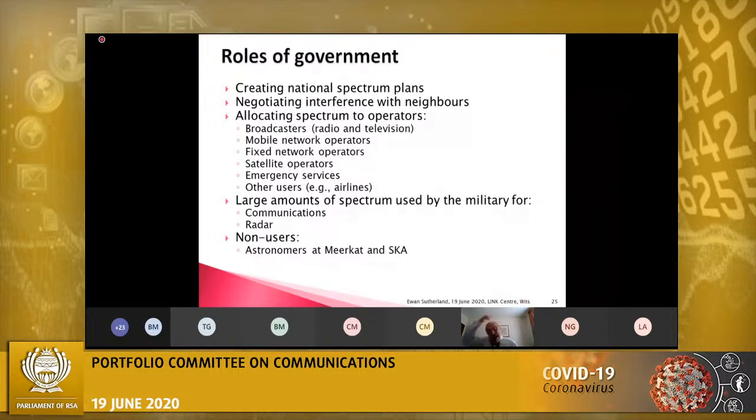Then there's a strange group of people called astronomers, and they aren't users in the sense that they broadcast, but they're users in the sense that they would prefer you not to broadcast, because they want to be able to receive microwave frequencies on the likes of MeerKAT and the Square Kilometre Array. So they're looking for areas where people don't use the spectrum, and they really get quite upset when services come into their areas. But they are scientifically important and perhaps also seen as economically important.